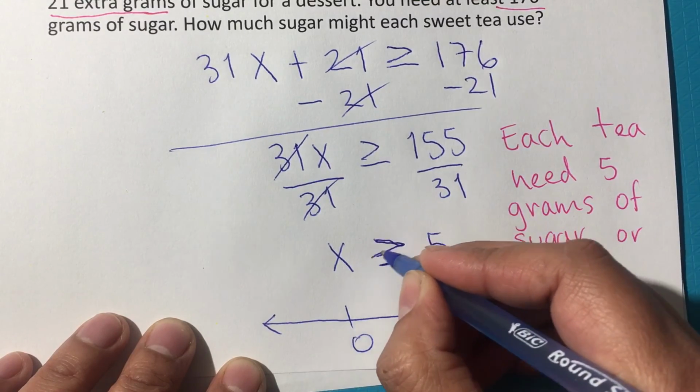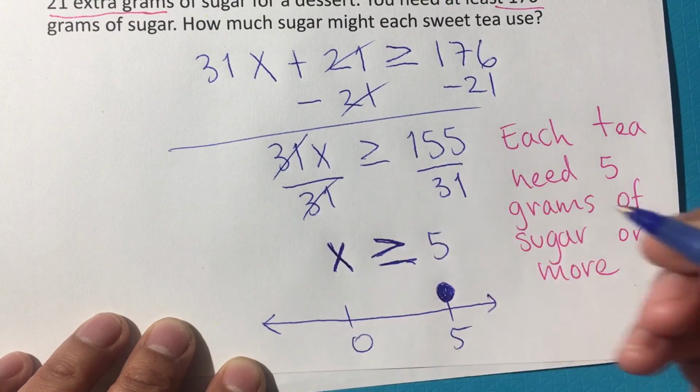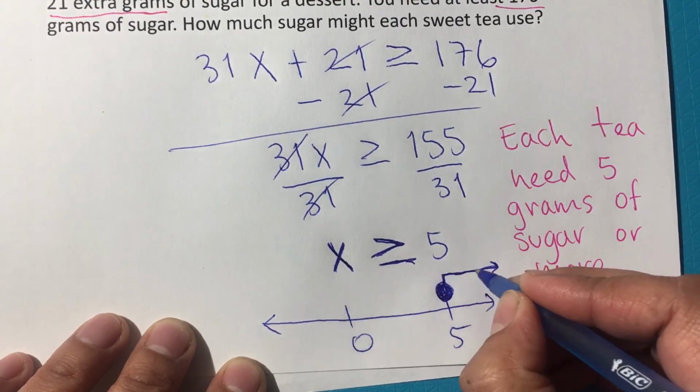Now look how it's pointing to the right. That works only if your variable is on the left, okay? So now the arrow points to the right.